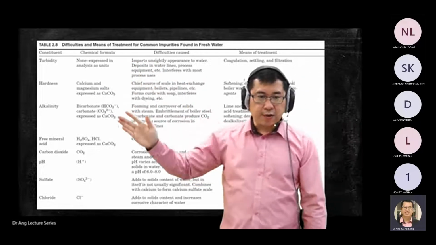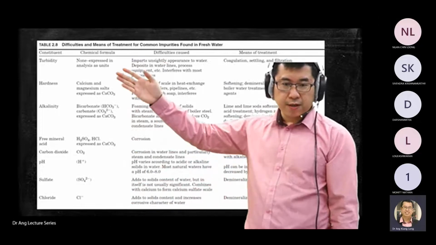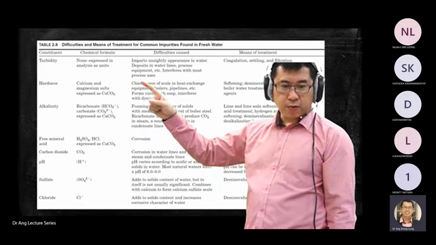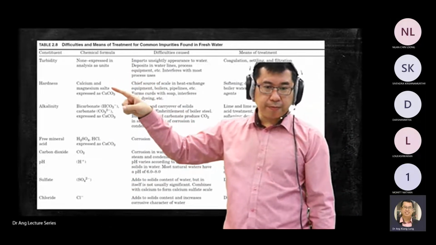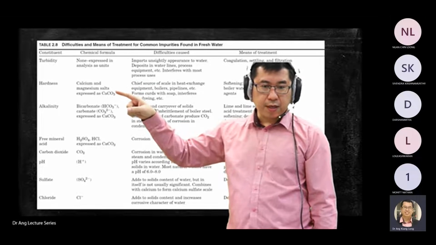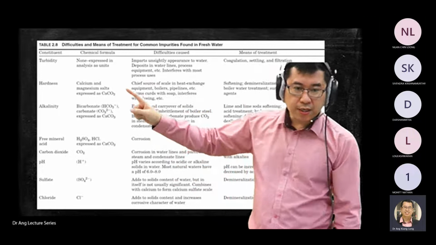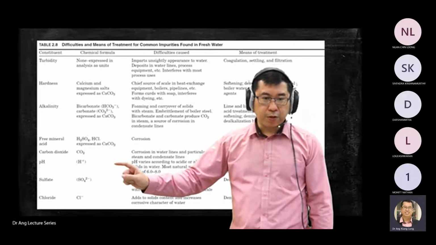Then the second column will be the formula that they focus on in the treatment. For example, the one that we'll talk about later is hardness. It focuses on calcium, magnesium, and carbonate, right? CaCO3, carbonate.